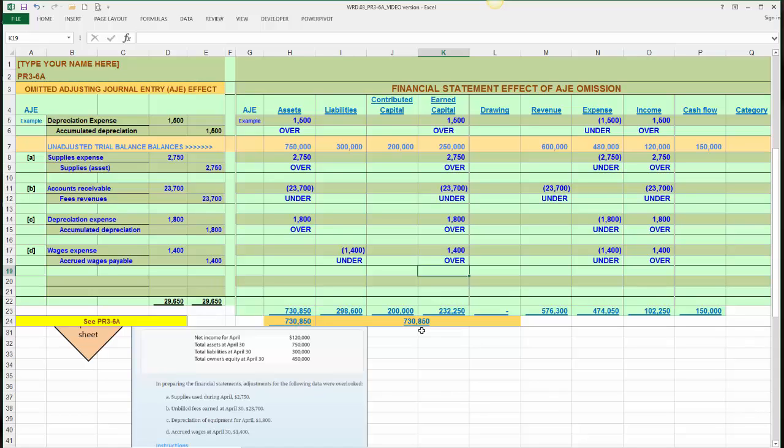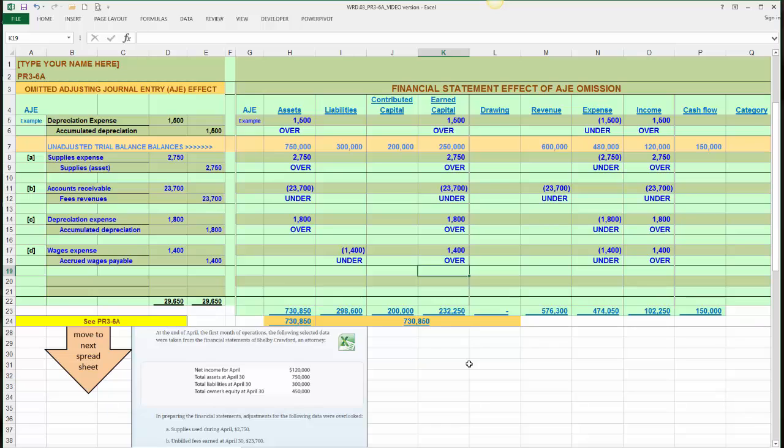complete with the analysis. So, the effect of not recording these journal entries would be that the original income adjusted would have been $120,000. Had we not made those entries, income would have been less at $102,250. So income would have been understated by some $17,250 as a result of omitting those journal entries.